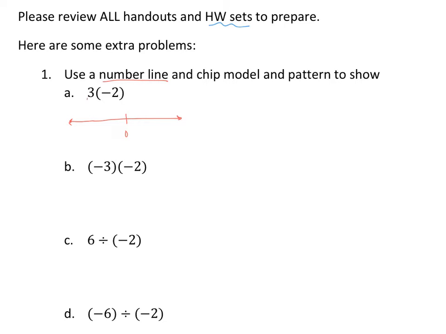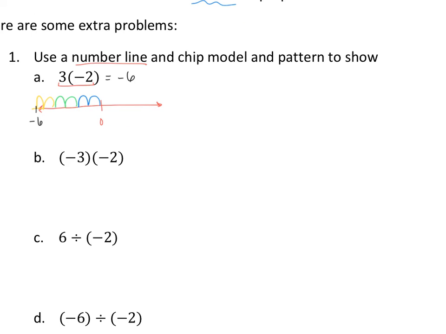And so we need 3 sets of negative 2, which is going backwards. So we're going to have 3 sets of negative 2, which will end up putting us at negative 6. So we know the answer to this is supposed to be negative 6. Now with our little chips, we could say, okay, again, 3 sets of negative 2. So negative 2, negative 2, negative 2. And again, you can see negative 6.